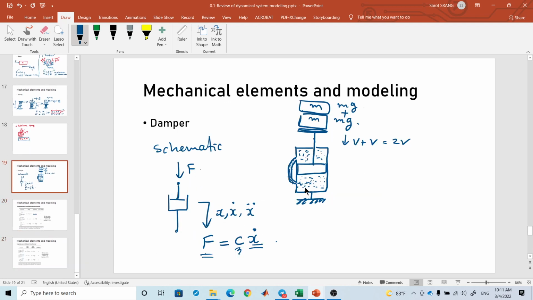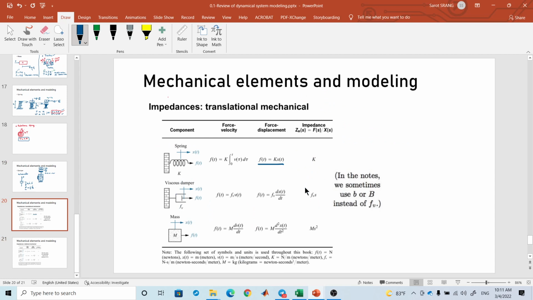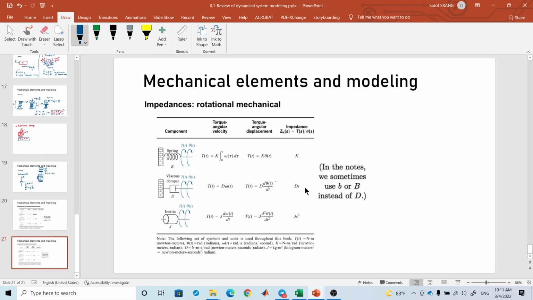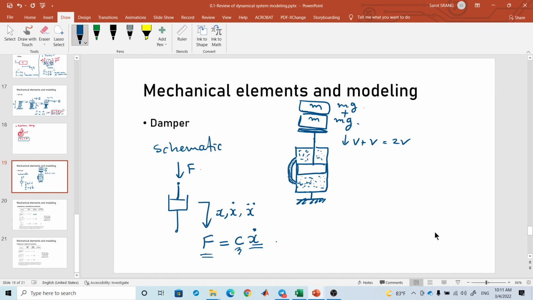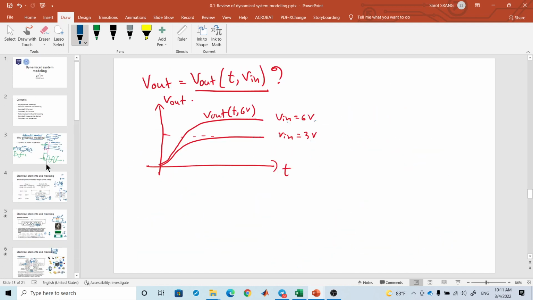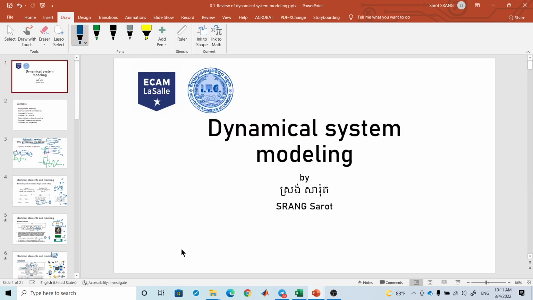I have a table describing all these relationships between force and velocity, and force and displacement. You can have the lecture now and read it again later. This lecture is very quick because it's just a review of a lot of physics that you learned in foundation year.